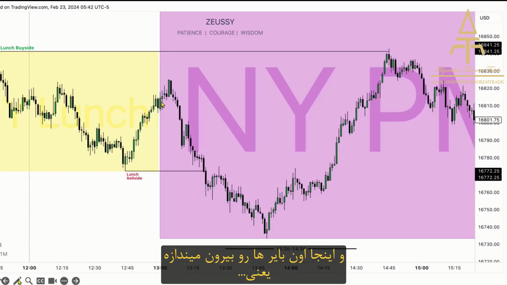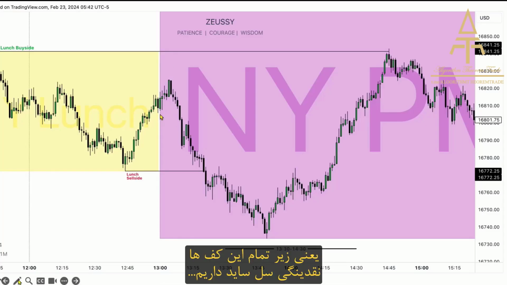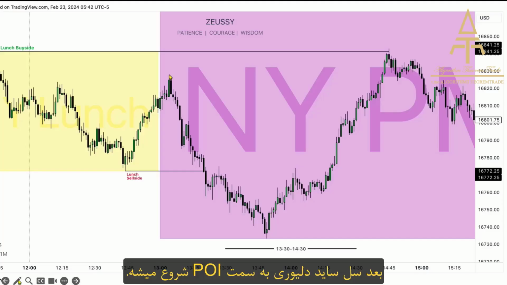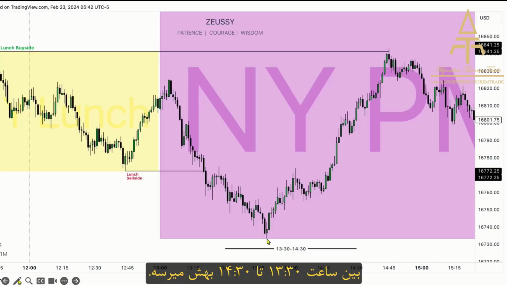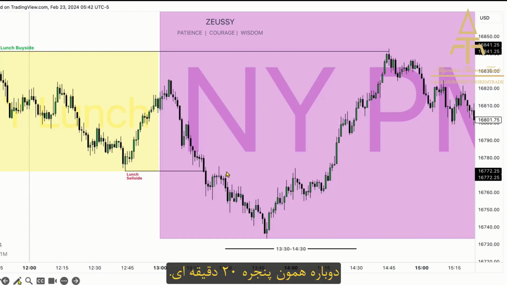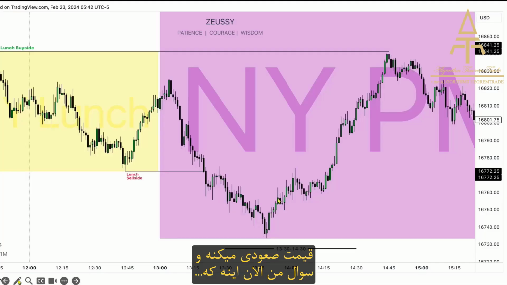So that means that sell side liquidity rests below every single low here, and basically below every single low inside this leg higher. Then sell side delivery occurs into a point of interest, gets reached between 1:30 to 2:30 p.m., more specifically around 1:45 and 1:50 to 2:10. Again, the 20-minute time window. Market displays to the upside.